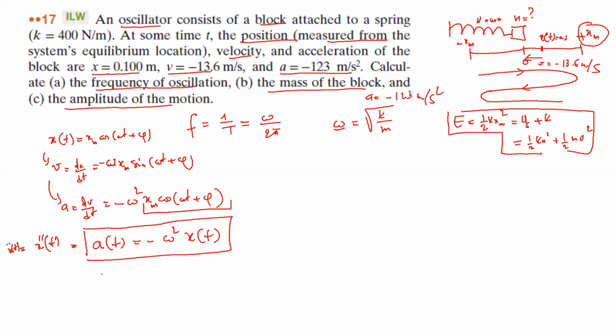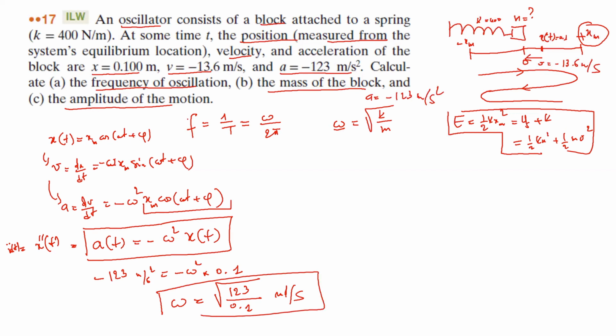So now here, I know that at this time, the acceleration is 123 meter per second square. So it will be equal to minus omega square multiplied by the position at the time, which is 0.1. So I know what is omega. Omega will be just square root of 123 divided by 0.1, and I'll get it in radian per second. Okay. Now, once I get omega, I can get what is F in hertz. It's just omega divided by 2 pi.